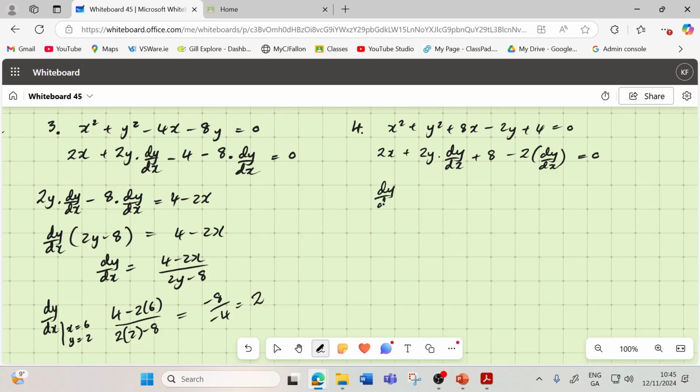So you take dy/dx as a common factor in the bracket, 2y minus 2, and move the rest across: dy/dx times (2y minus 2) equals minus 2x minus 4. Now, I just multiply the top and bottom by minus to follow it out, because I hate minus as the top. That gives dy/dx equals 2x plus 4 over 2 minus 2y, which is far nicer.